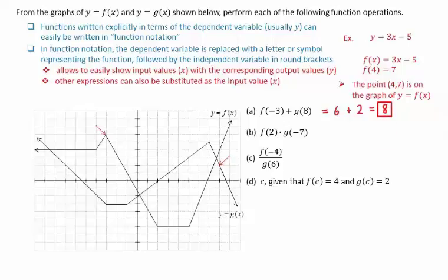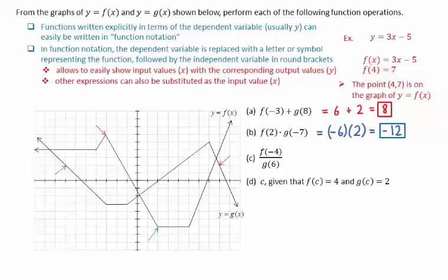For question B, this time we're multiplying, but we do the same process. For f of 2, we look at the function y equals f of x, and we go to x equals 2. We end up with a value of negative 6. We then have to find g of negative 7. Again, we look at g of x, and we go to x equals negative 7. Here we have a y value of 2. We multiply those, and we get a result of negative 12.